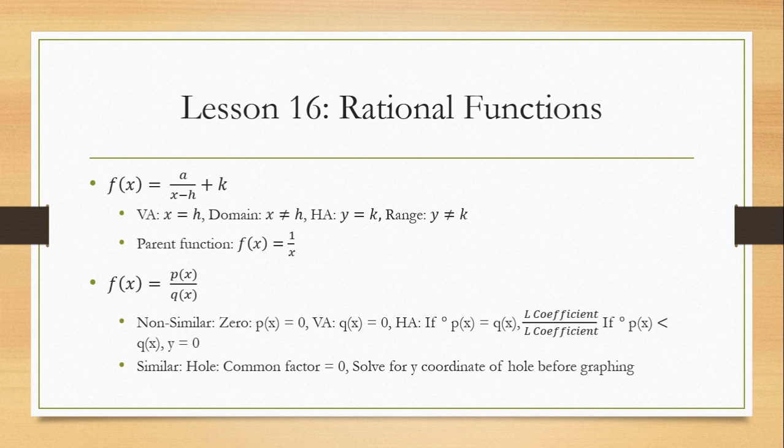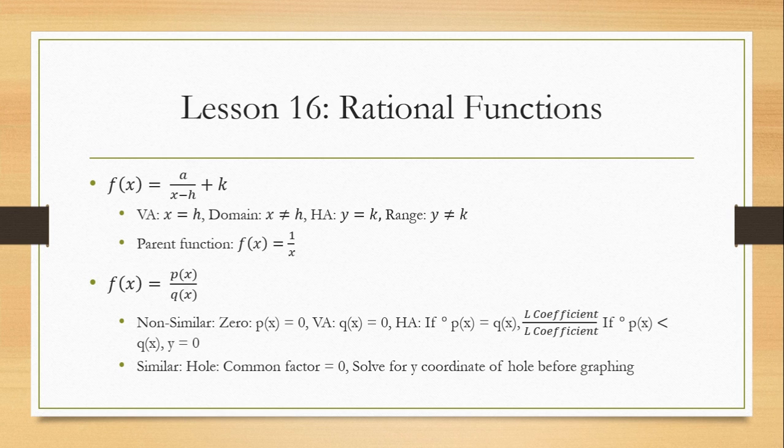And for lesson 16, we're going to be doing rational functions. For these ones, it's f of x is equal to a divided by x minus h, plus k. You want to remember the vertical asymptotes and horizontal asymptotes. The vertical asymptote is x equals h, while the horizontal one is actually y is equal to k. You also want to remember the parent function, which is f of x.